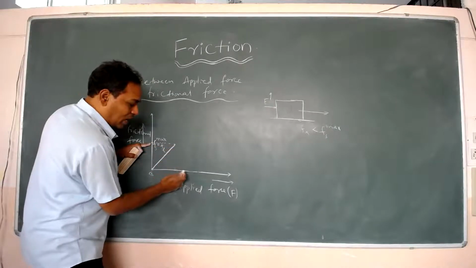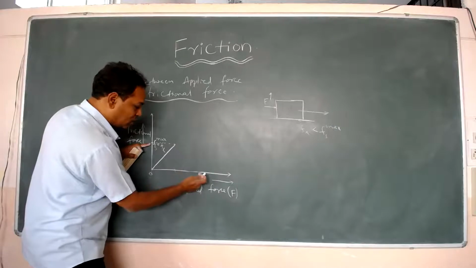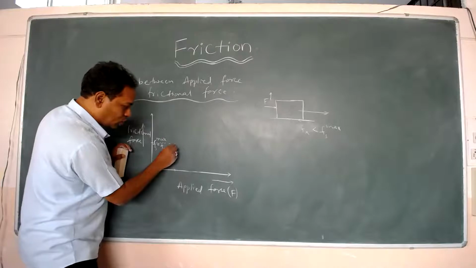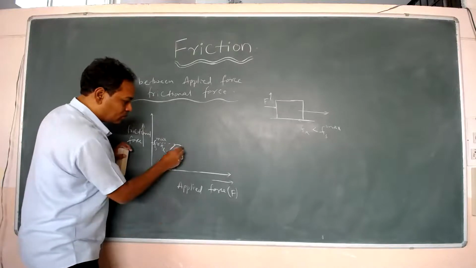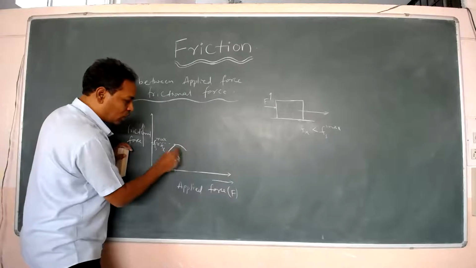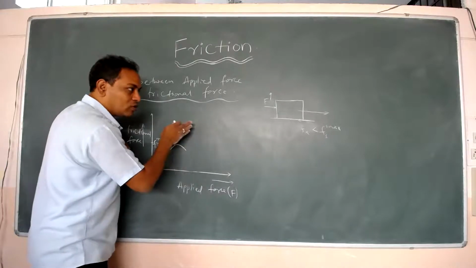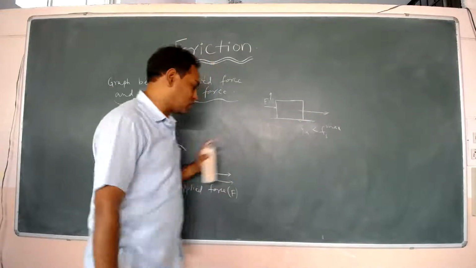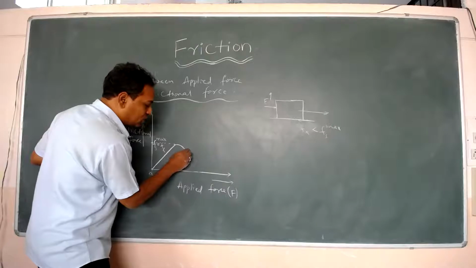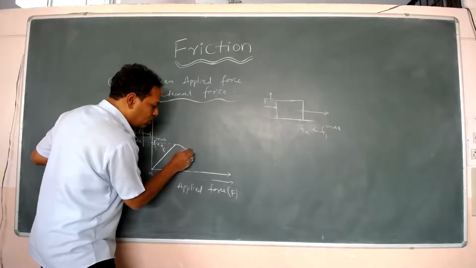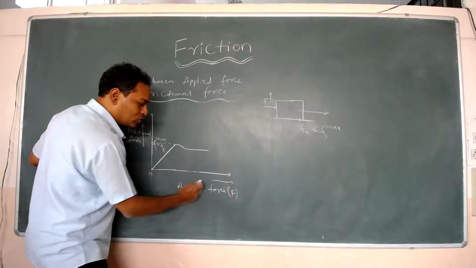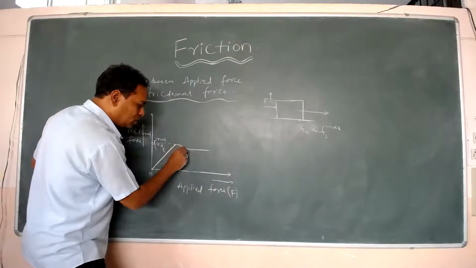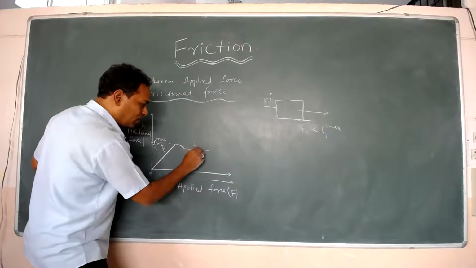Thereafter, as the applied force is further increasing, its frictional force will be decreasing. So it will decrease in this direction. In this way, it will decrease. Thereafter, the body is moving continuously. During that time, kinetic friction is also acting continuously. So the kinetic friction will be like this. As the applied force is acting, the kinetic friction at that time will be constant. So this is called Fk.